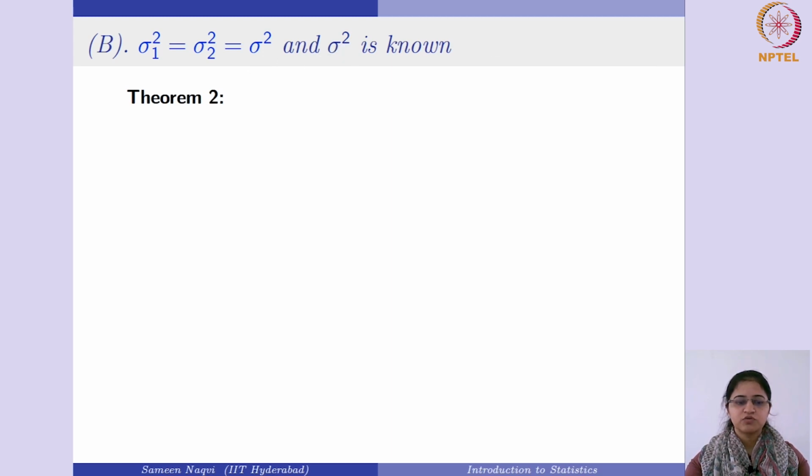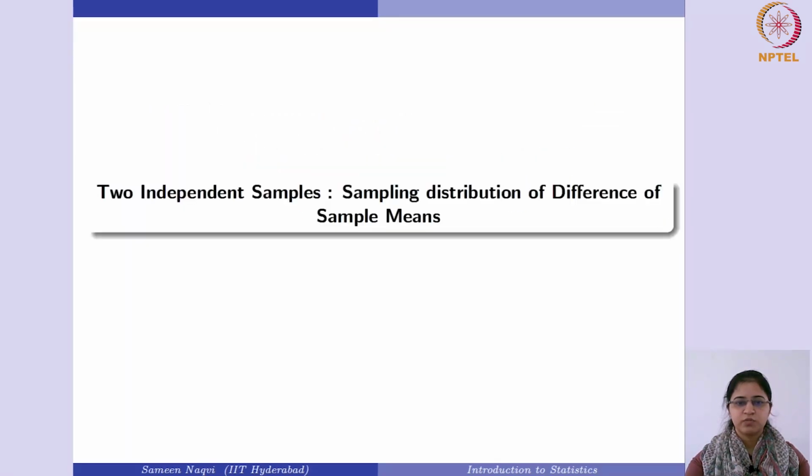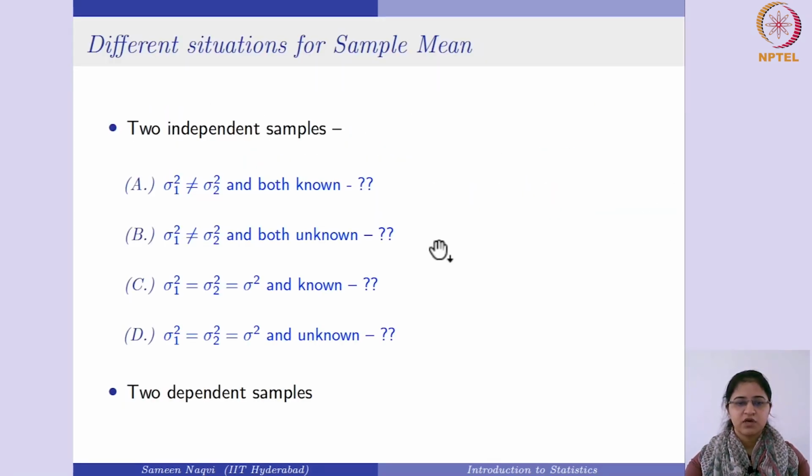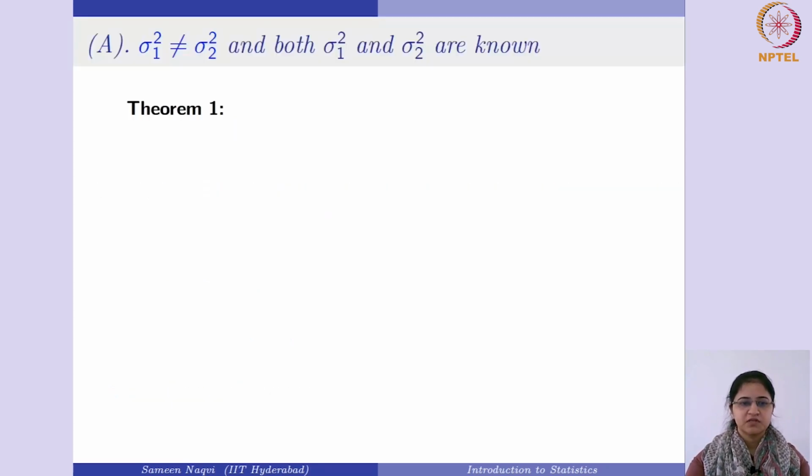So A, B, C, D, I think initially I said that B is the unknown one. Let me go back and see. Yes, here I wrote that they are unknown. So rather I am first tackling the C over here. I am first dealing with the known cases and then we will come to the unknown ones. So do not get confused with these numberings.